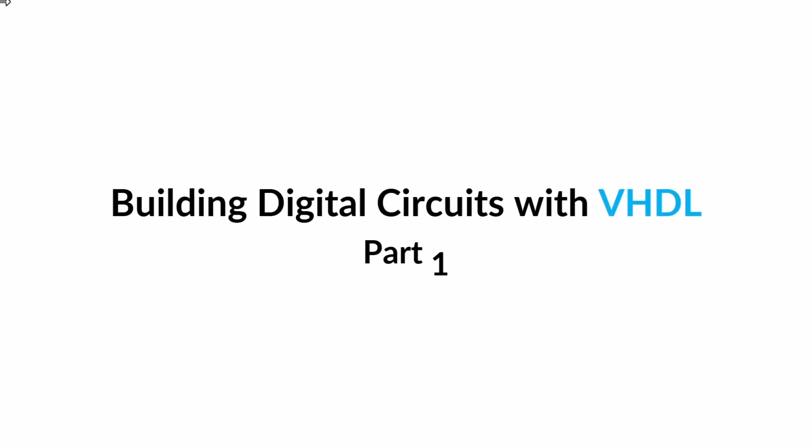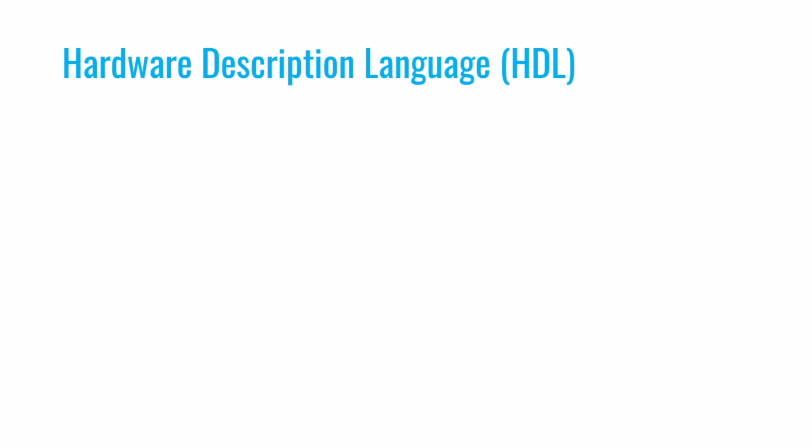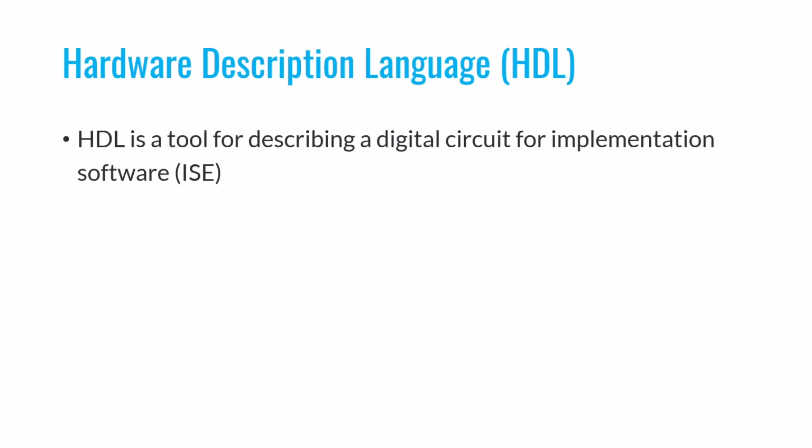In this video, I'll introduce you to VHDL. In one of our previous videos, you got some basic information about VHDL. However, in this video, we'll dive deeper into VHDL's structure and the features it offers. A hardware description language, or HDL, is essentially a tool for describing a digital circuit, which you can then bring into a specialized software for implementation, such as Xilinx ISE or Vivado tools.